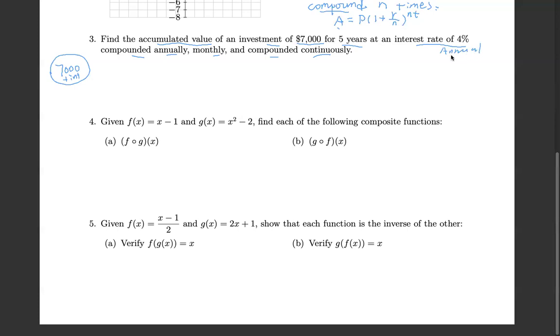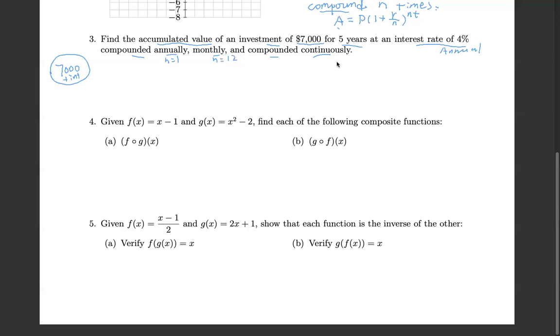If it's not annual, we have to convert it into an annual interest rate. N is how many times it's being compounded, meaning how many times interest is calculated and then added to your principal. If it's compounded annually, N equals 1. Compounded monthly, we have 12 months in a year.